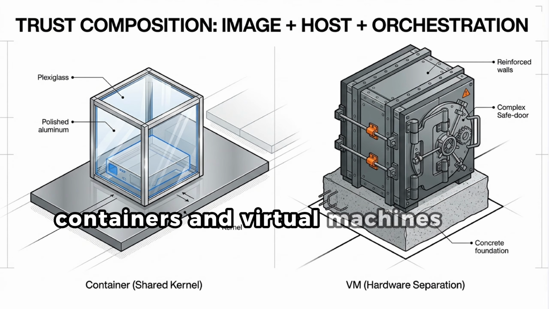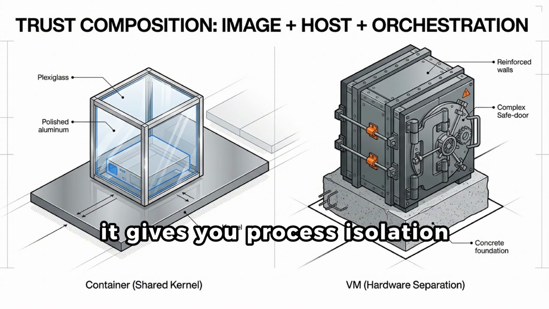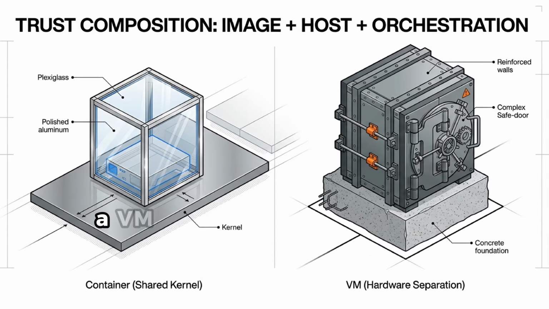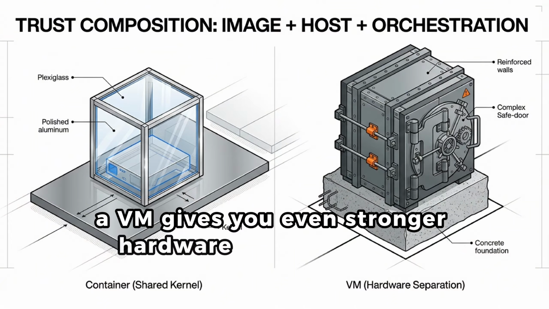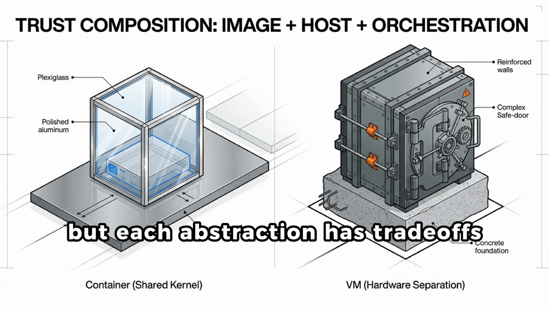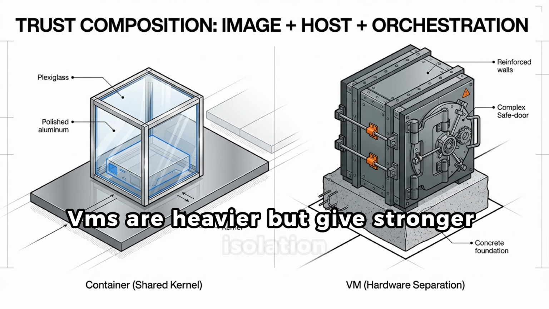Containers and virtual machines are higher-level structural boundaries. A container is a sandbox. It gives you process isolation, namespace separation, and often a file system overlay. A VM gives you even stronger hardware-level separation. These are powerful because they bundle many low-level locks into one package. But each abstraction has trade-offs. Containers are lightweight, but often share the kernel with the host, so kernel vulnerabilities can break out. VMs are heavier, but give stronger isolation.